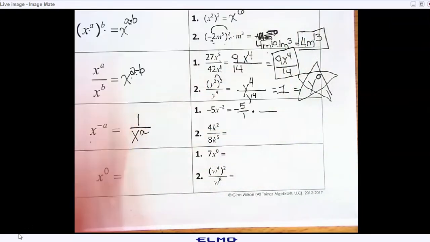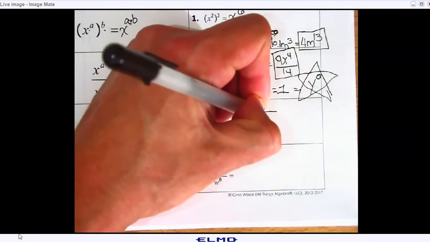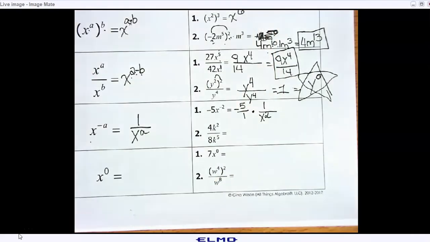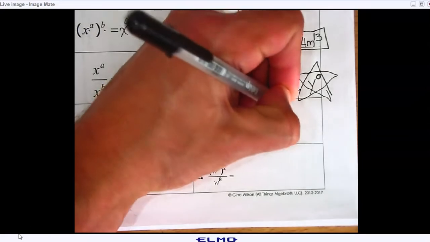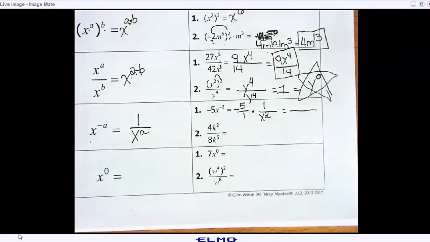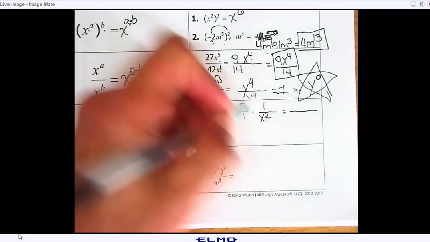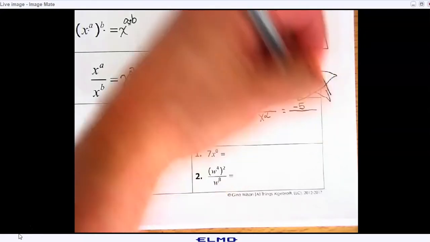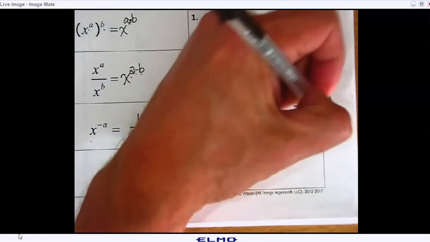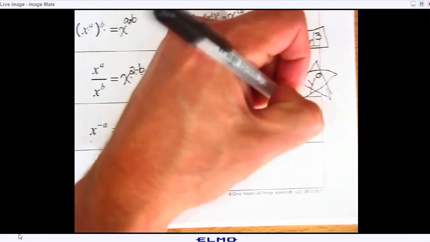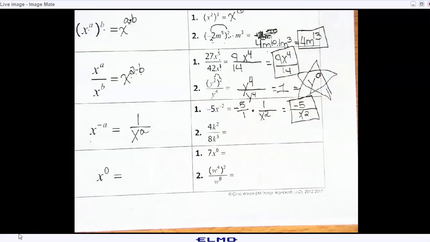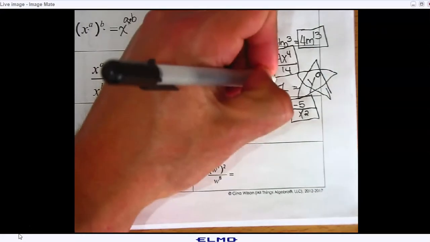Or according to our rule, whenever we have a negative exponent, I'm going to drop it to the bottom and keep the same exponent without the negative sign. So I have that. According to the rules of fractions, you multiply straight across the top. Negative 5 times 1 is negative 5. And straight across the bottom, 1 times x squared is x squared. So negative 5 over x squared is my simplified form. I didn't box this one up.